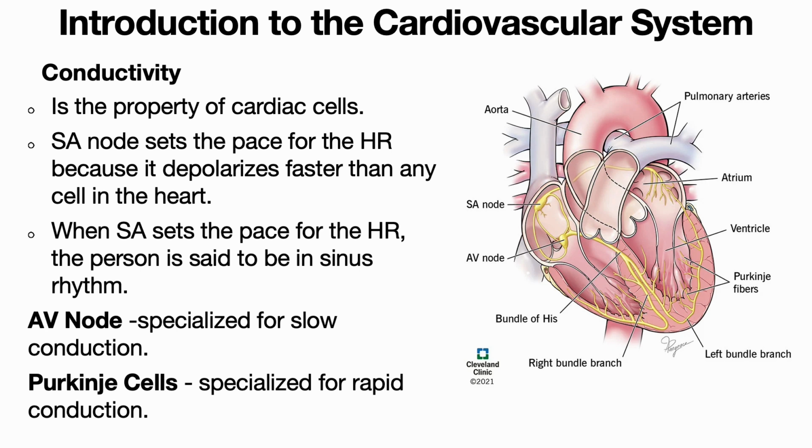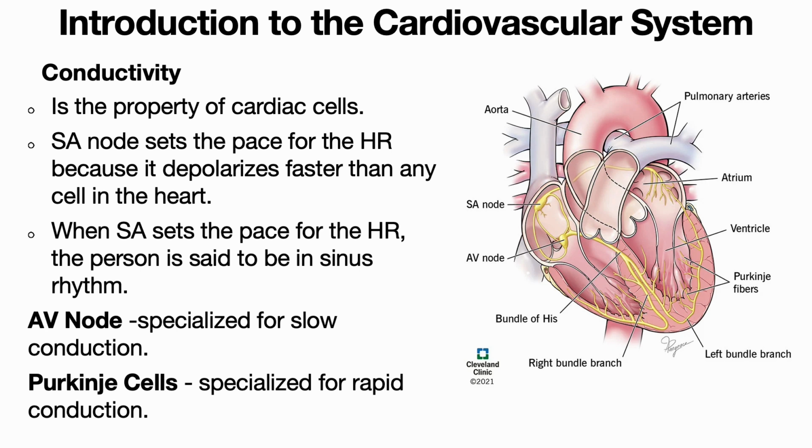SA node sets the pace for the heart rate because it depolarizes faster than any cells in the heart. However, other cells of the heart are capable of generating an impulse if anything happens to the SA node, which is another protective feature of the heart. When SA sets the pace for the heart rate, the person is said to be in sinus rhythm.